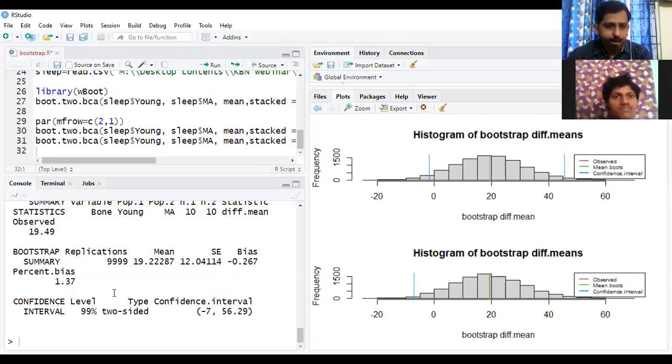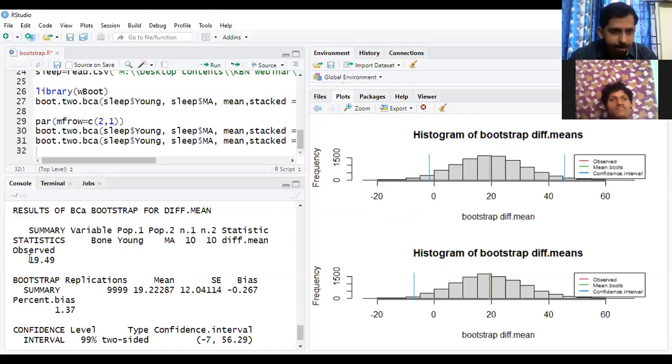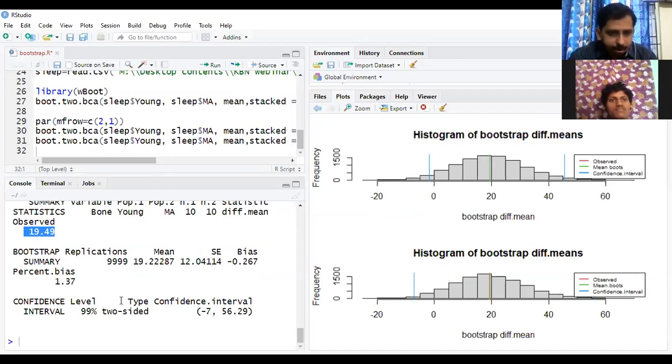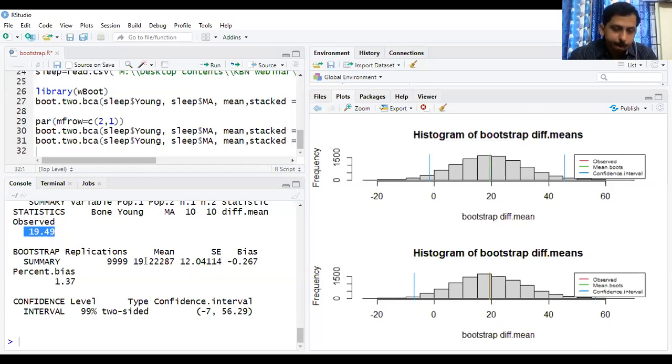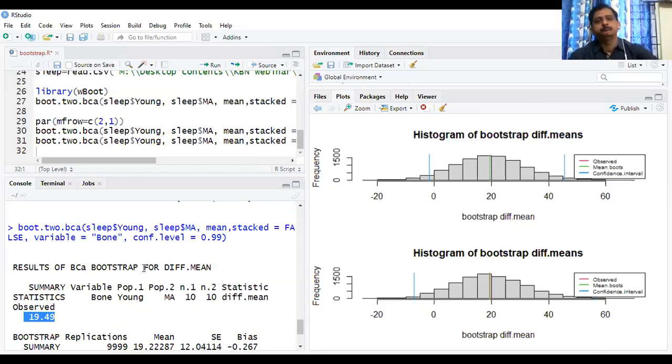So what we understand now, look at this. This is the actual estimate, 19.49, with respect to the 99% confidence interval, and 19.22 is the bootstrap estimate. The bias is minus 2.67, minus 2.61. That's why the vertical line was on the left side, very close to the left side of the actual estimate.